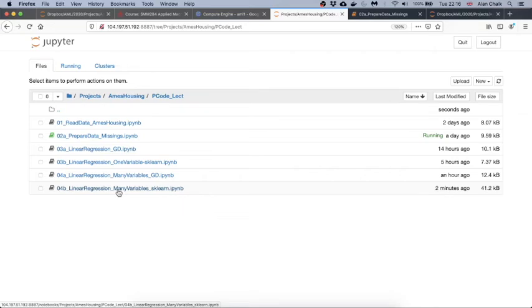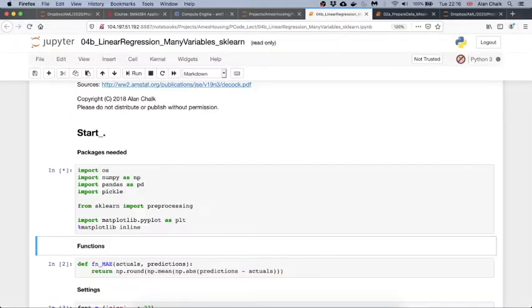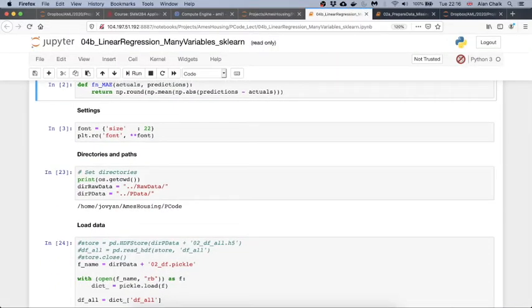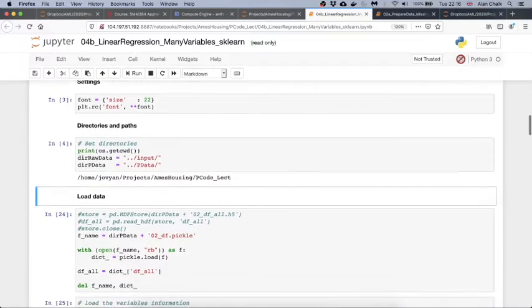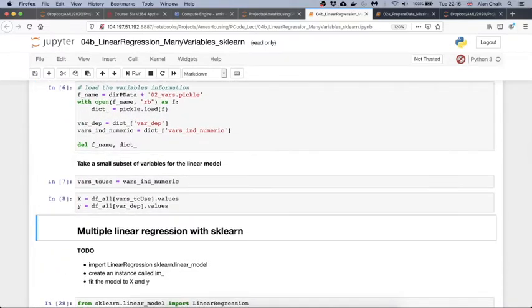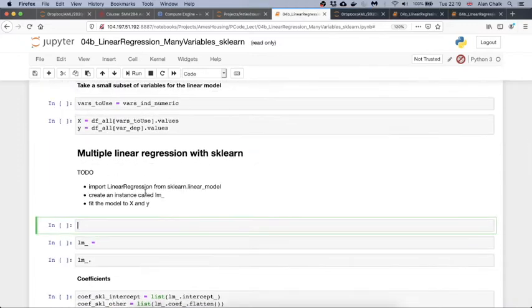Finally, multiple linear regression with scikit-learn. Import the packages. We've seen the mean absolute error function. Make sure we have the right directories. Import the data, and we are ready to go. Right, here we go.